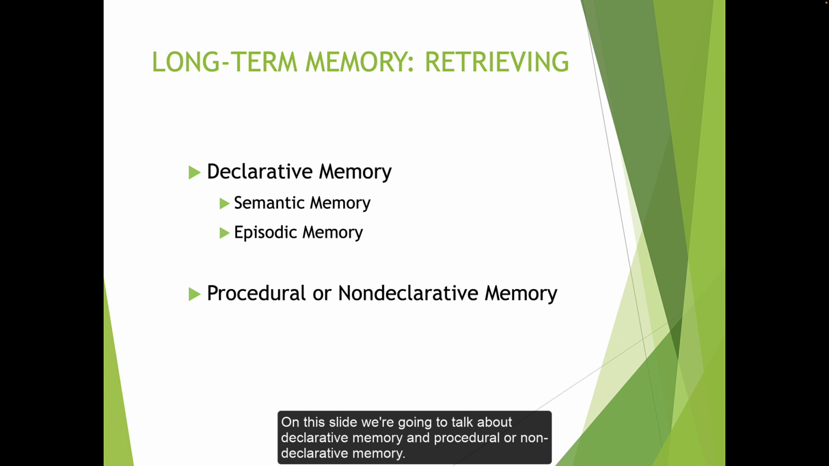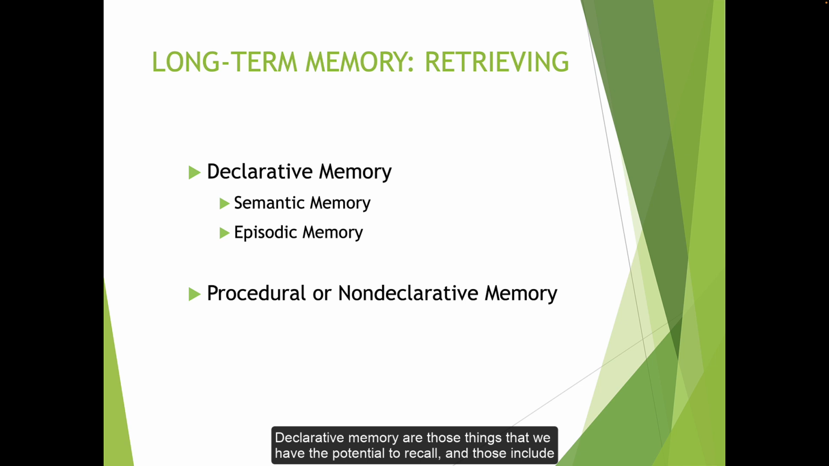On this slide, we're going to talk about declarative memory and procedural or non-declarative memory. Declarative memory are those things that we have the potential to recall, and those include semantic and episodic memories. You can think of semantic memory as book learning or school learning, the kinds of things you would learn in that environment, whether it's facts or language rules like I before E except after C, or learning what birds cannot fly.